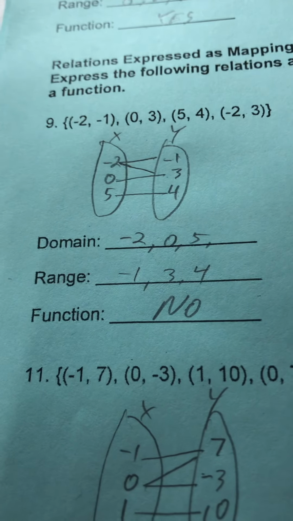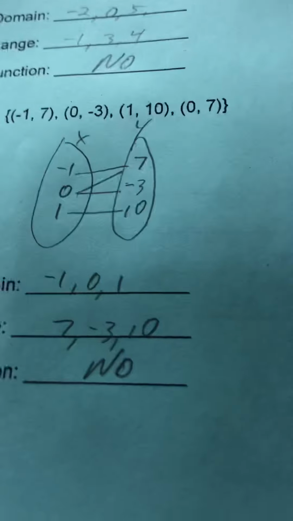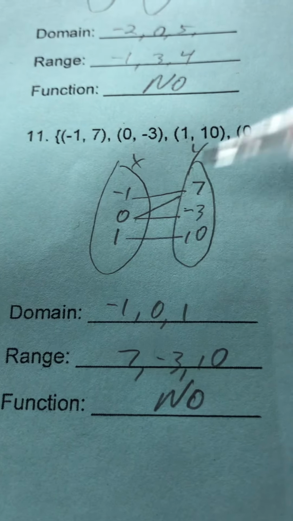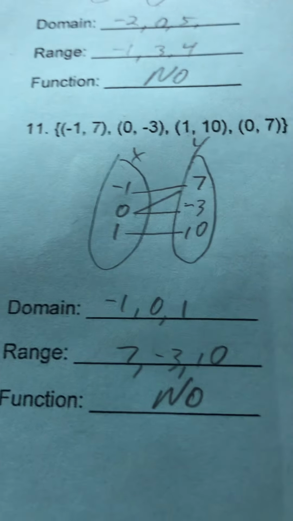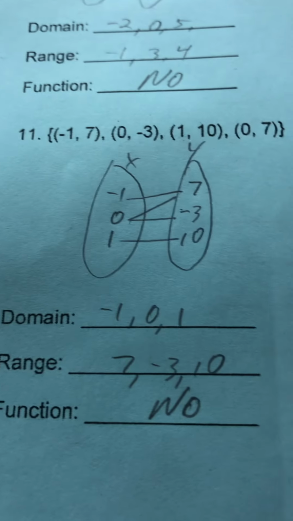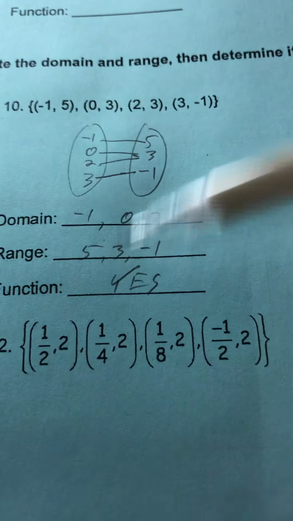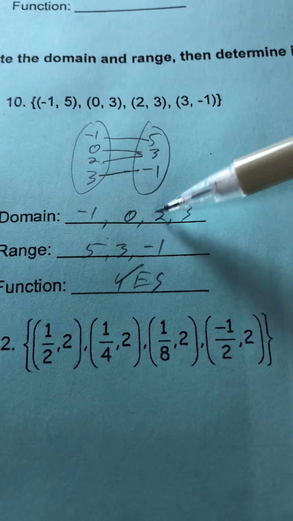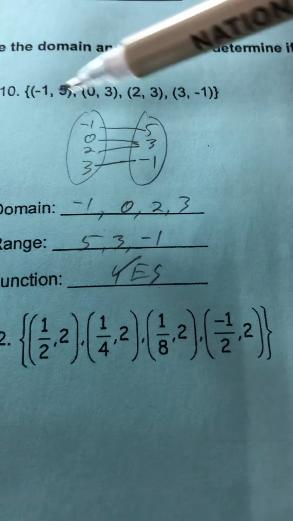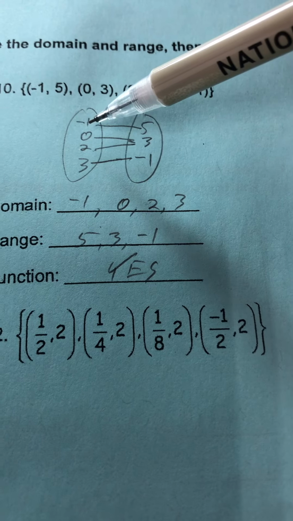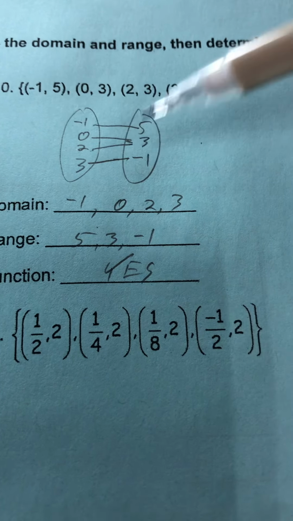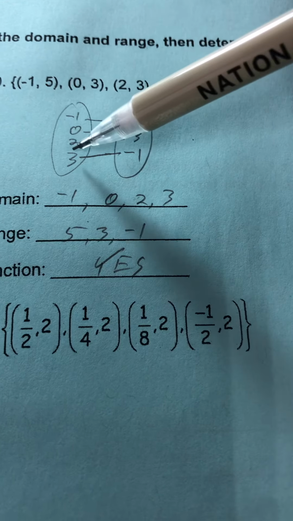You can go ahead and take a look. I wanted to show you 11, because I did 11. Here's 11, and you can copy that down. And notice that it's not a function. So I wanted to show you one that is a function, so that's number 10. It is a function because I don't have any repeated domains. And you notice I don't have anything in the domain going to 2 different places. These are all going to one place.